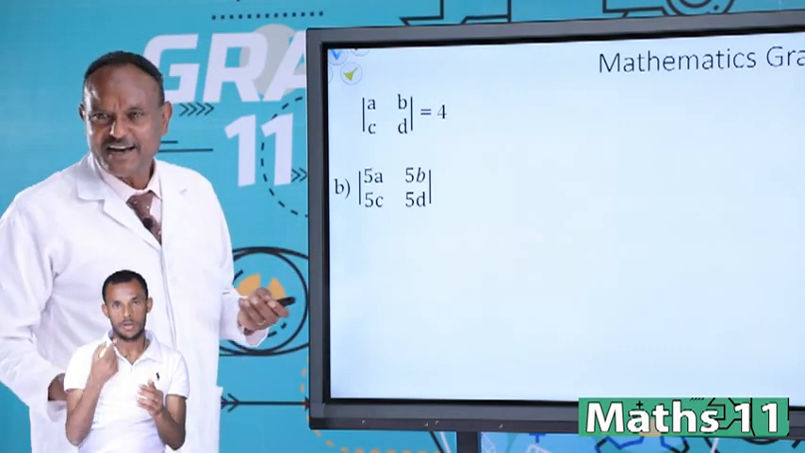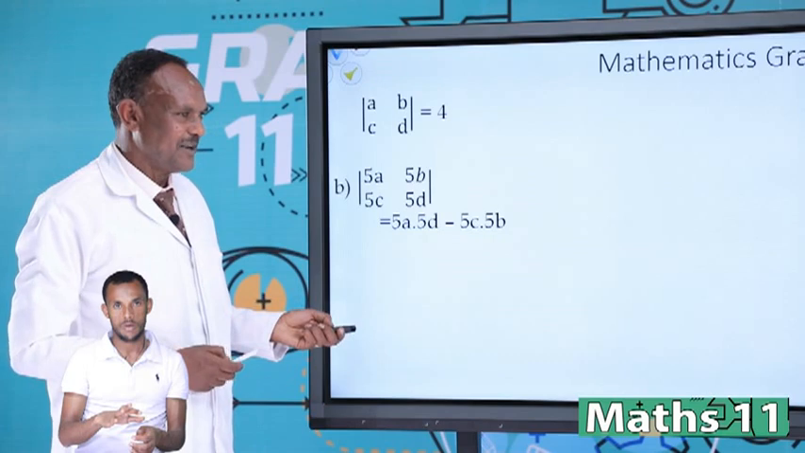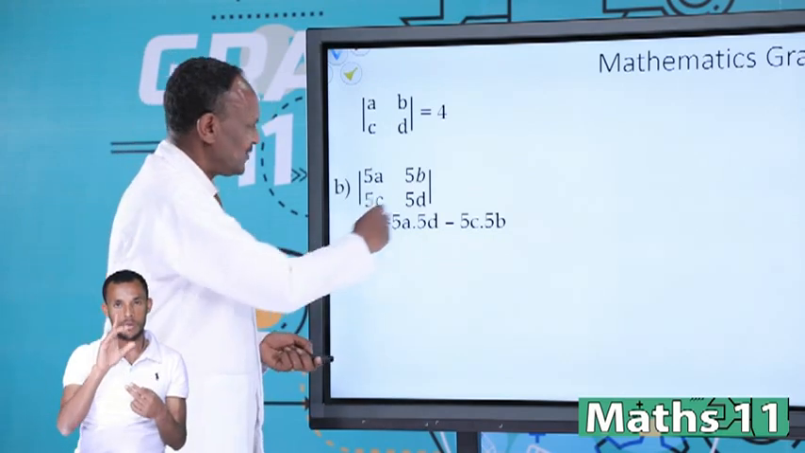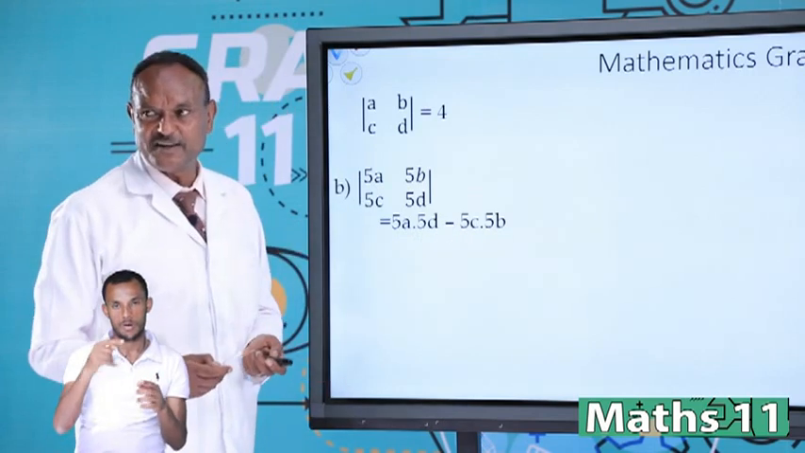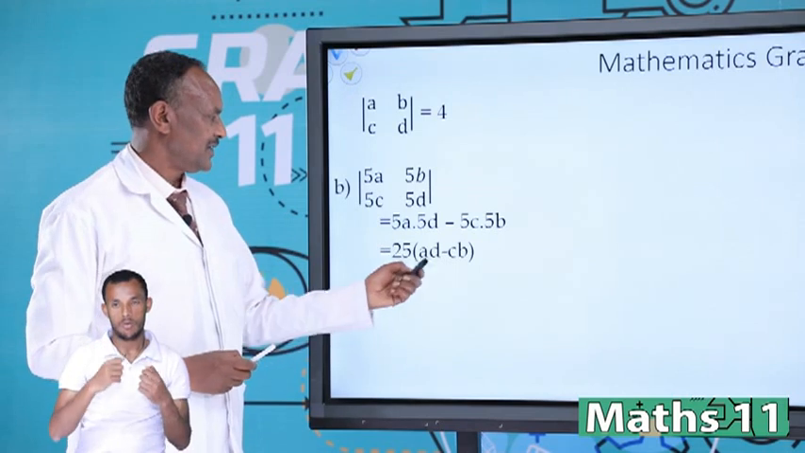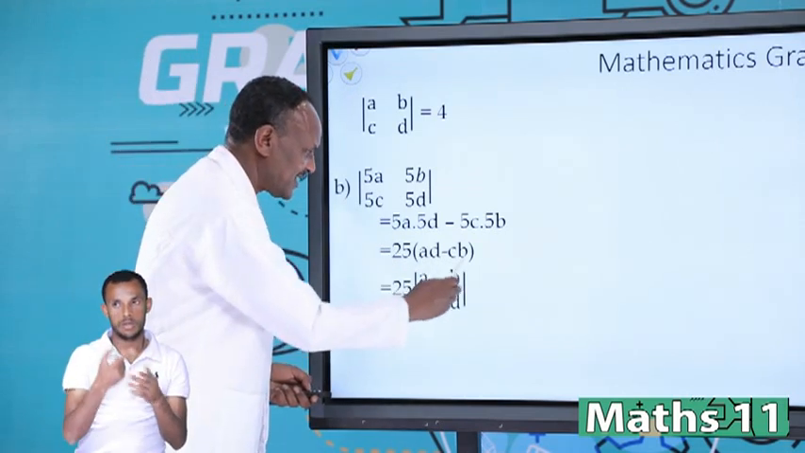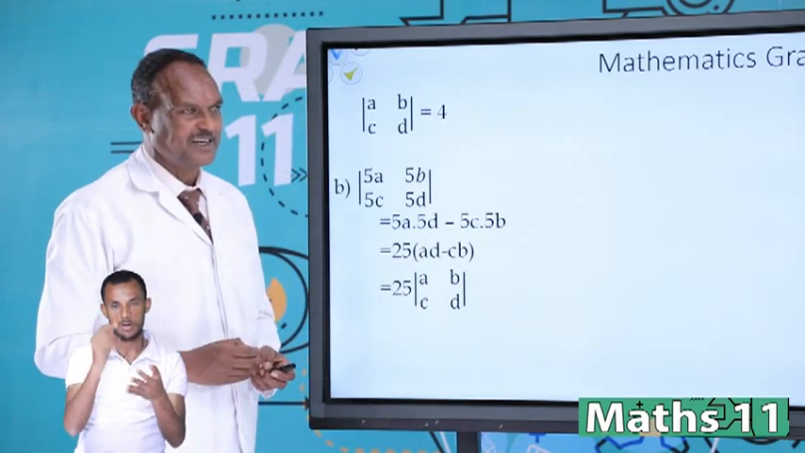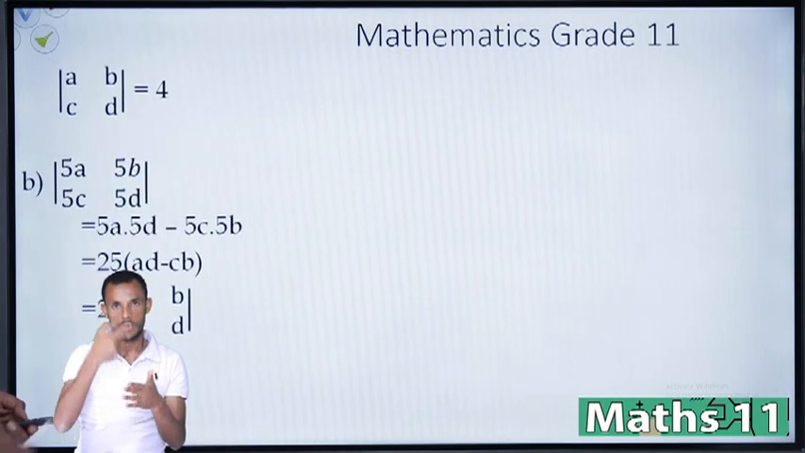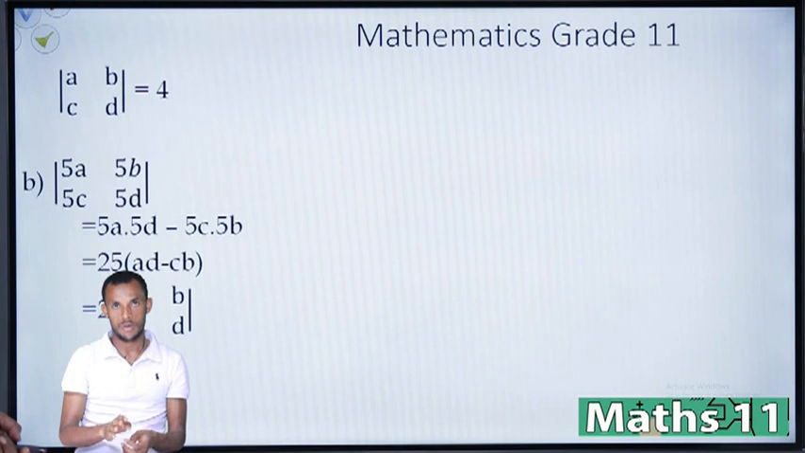If the two columns are multiplied by 5, what will be the result? Multiply here: 5a times 5d minus the opposite diagonal, 5c times 5b. When I multiply it, these terms have a common factor 25 times (ad minus cb). So this difference can be expressed in the form of a determinant. But what was this value? It is already given to be 4. So 25 times 4 gives 100.